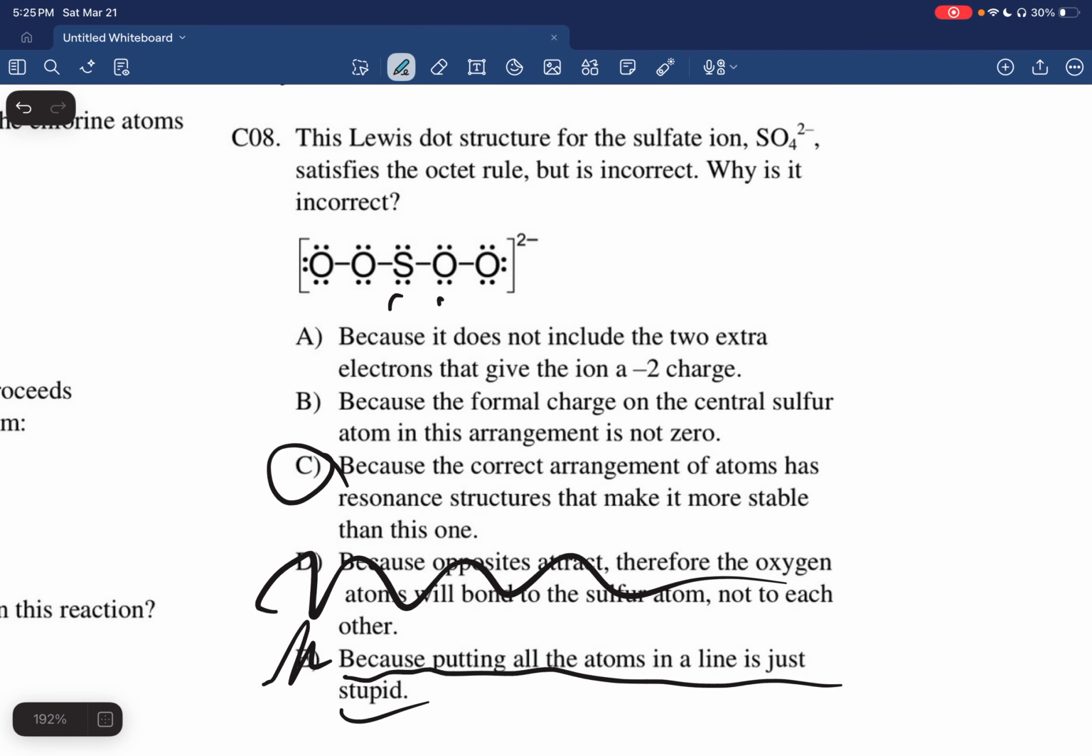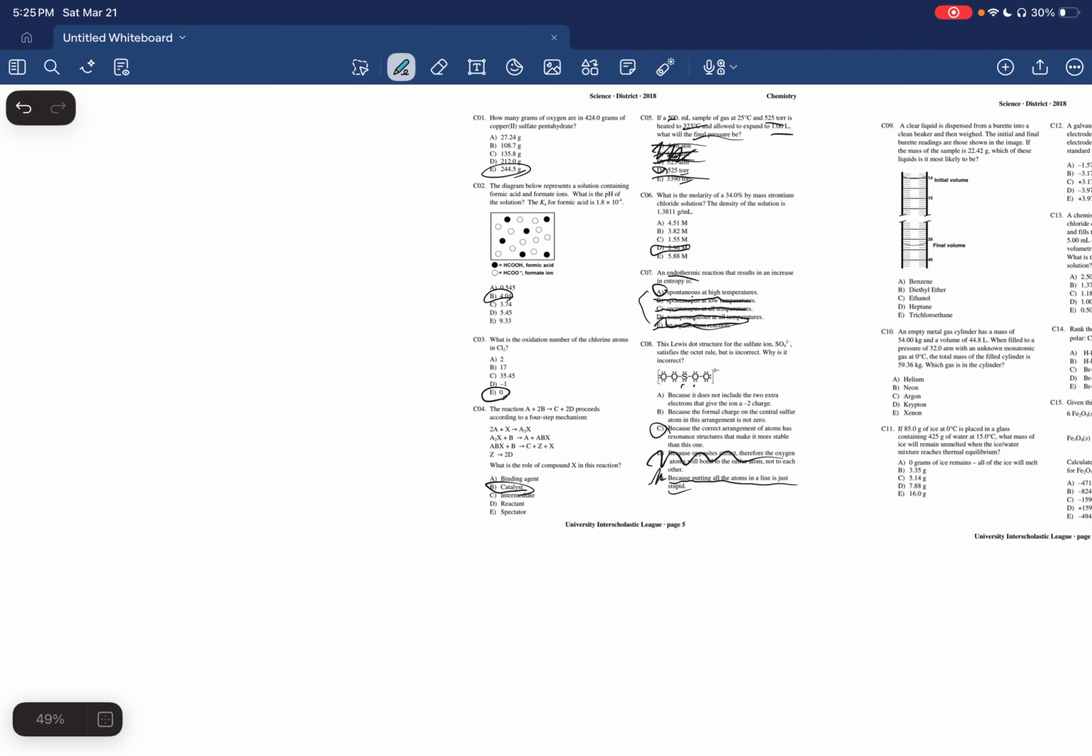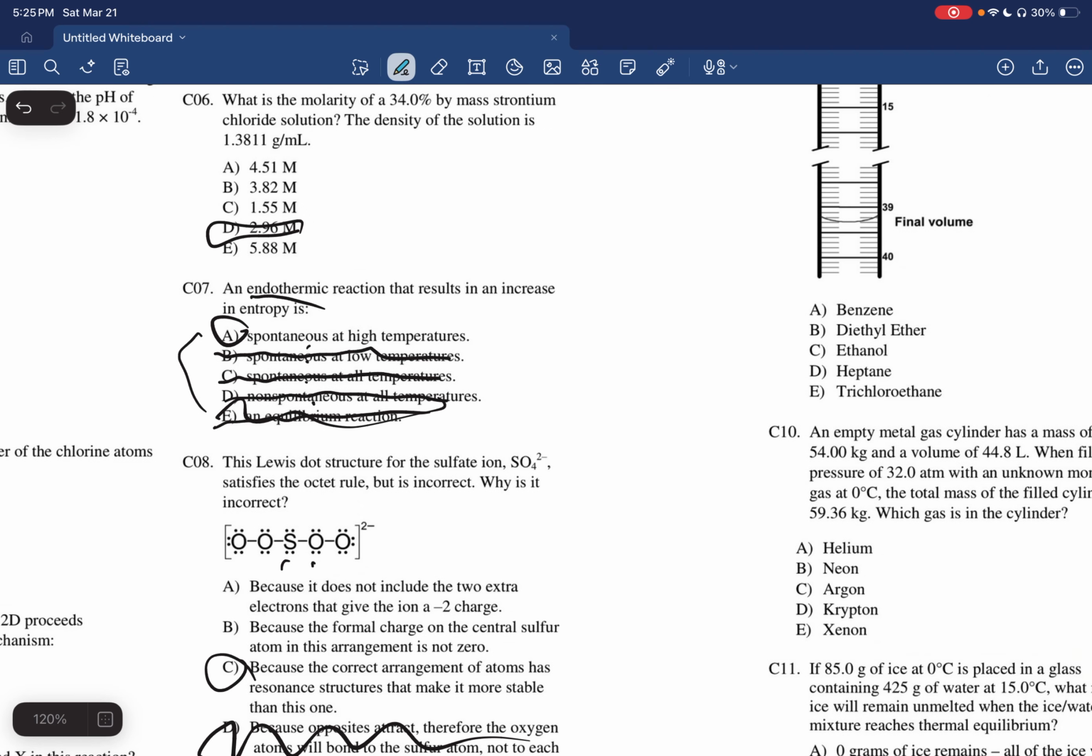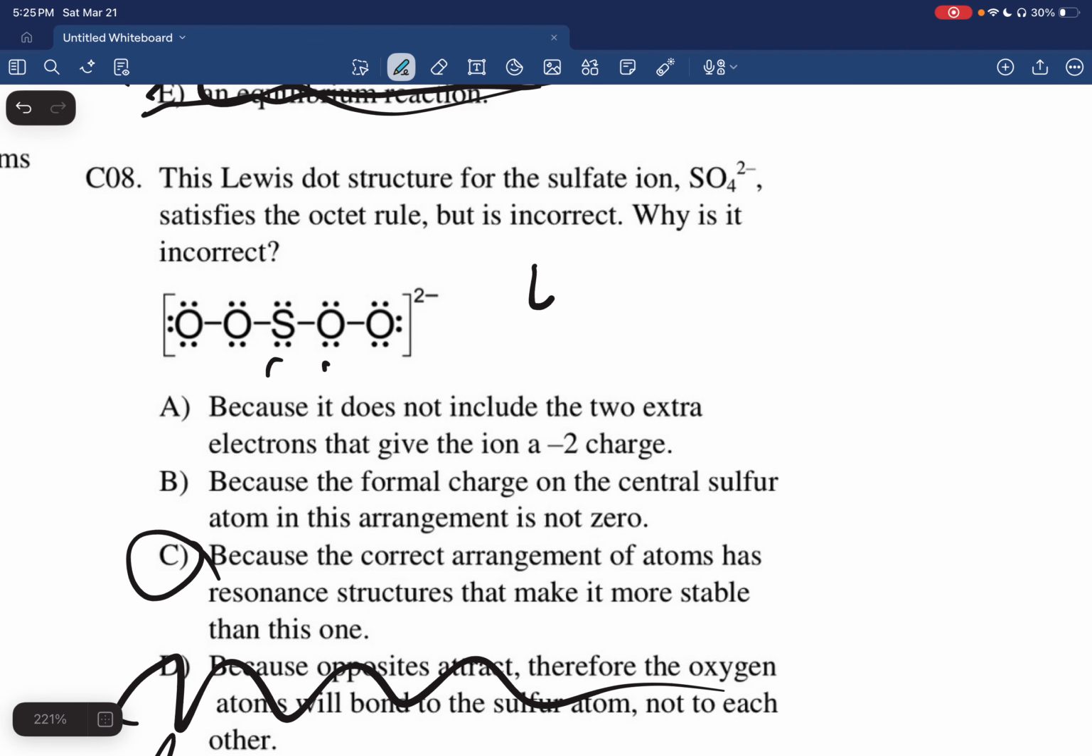And B is saying because the formal charge on the central sulfur atom in this arrangement is not 0. Well, let's see. Sulfur has 1, 2, 3, 4, 5, 6 valence electrons. So it has 6 valence electrons. It has 4 unbonded electrons, and it has 2 bonds. When you solve it, it is actually 0. So answer choice B is just wrong.